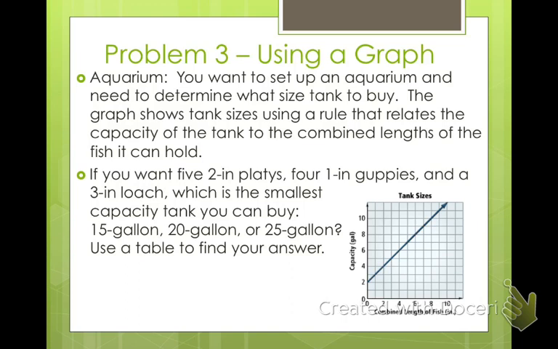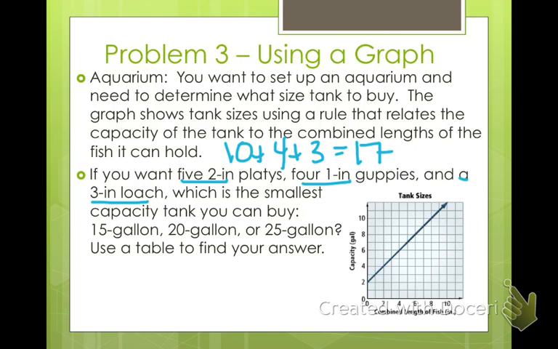So what is it that we need to do first? We need to find out how long each of our fish are added together. So if you have 5 2-inch platies, that's 10 inches, 4 1-inch guppies, that's 4 inches, and a 3-inch loach, it's 3 inches. So if you add them together, that makes 17 inches for a total of all your fish.